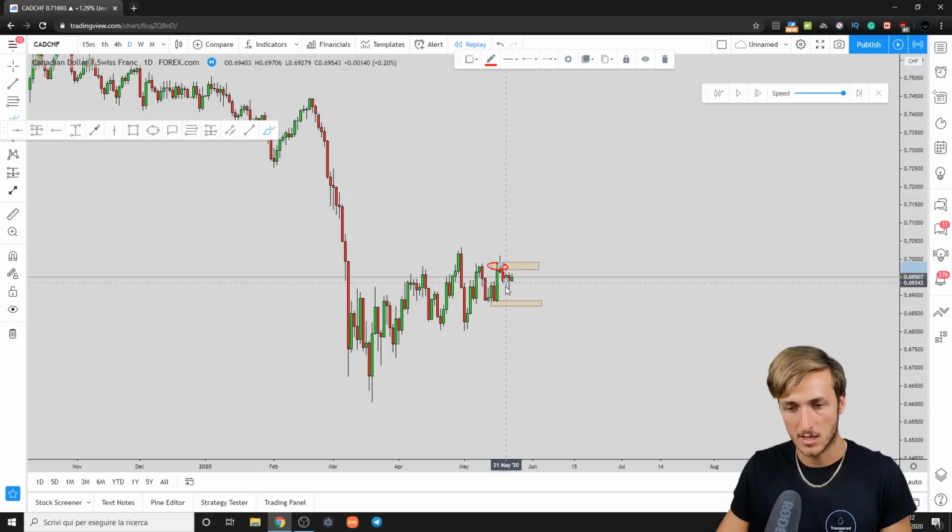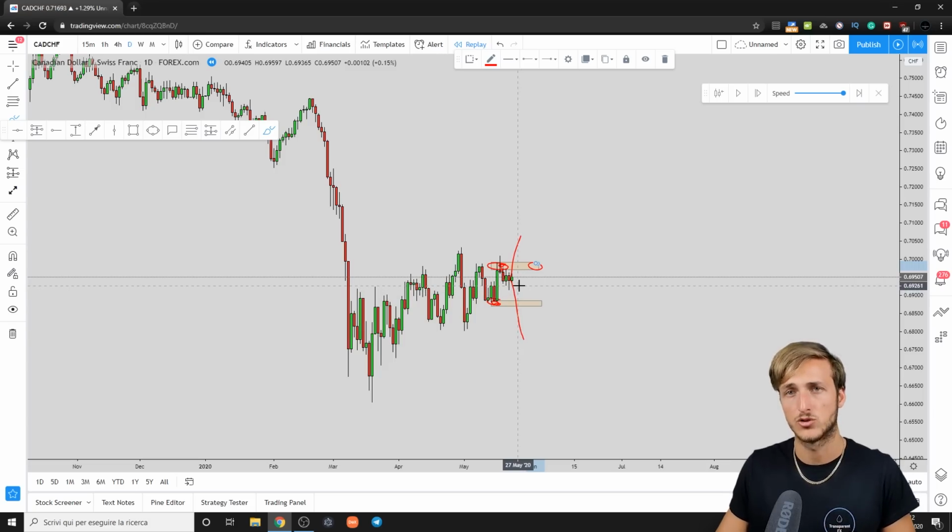You have resistance here and you have support here, okay? If the market will break below this level here, this previous support will be turned resistance. If the market breaks above this level here, this previous resistance will be turned support here. And now I will show you how to properly spot the break.